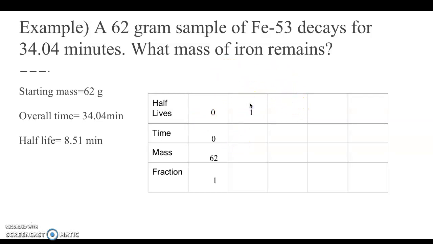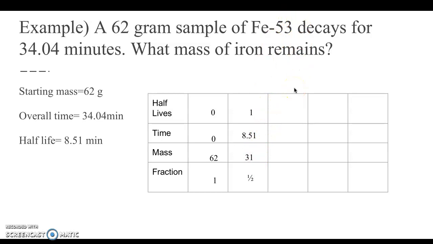So when 1 half-life passes, it takes 8.51 minutes. So again, every half-life takes 8.51 minutes for this substance. Whenever a half-life occurs, we end up with half of the mass of our sample, so 62 divided by 2. We have 31 grams left of our sample, and the fraction remaining is half.